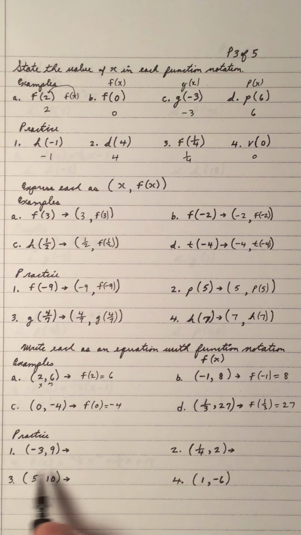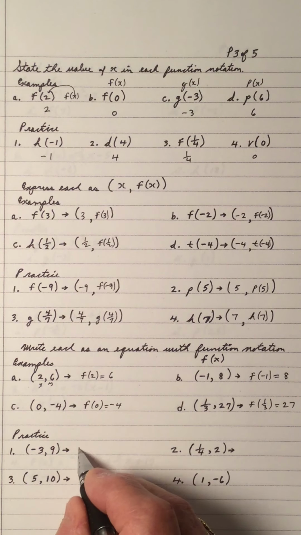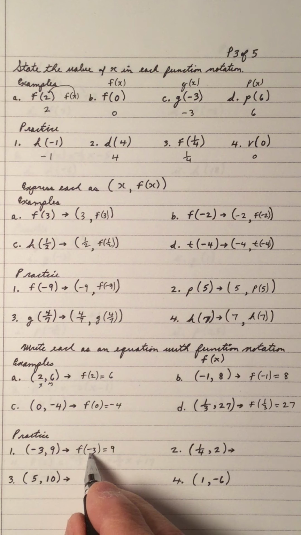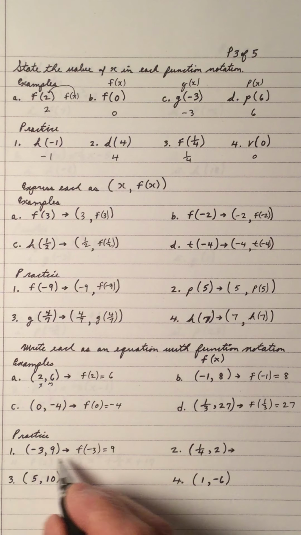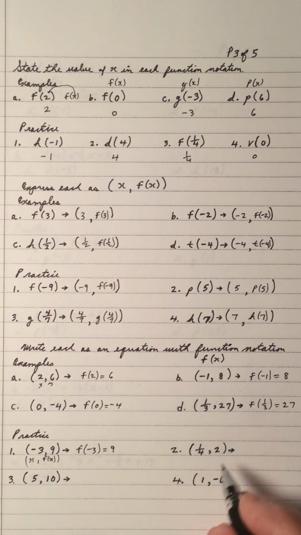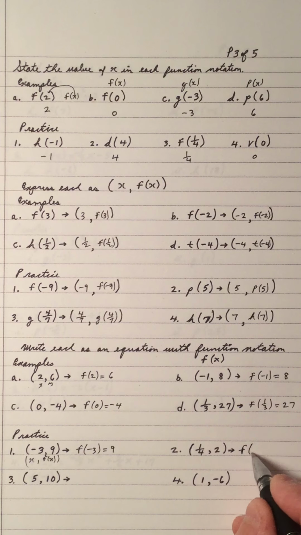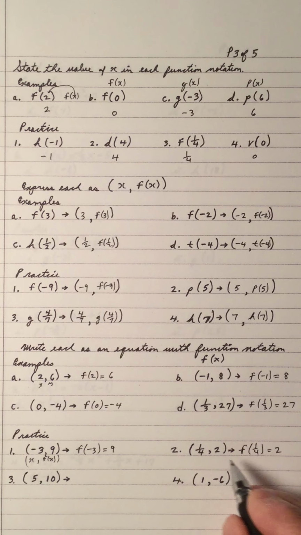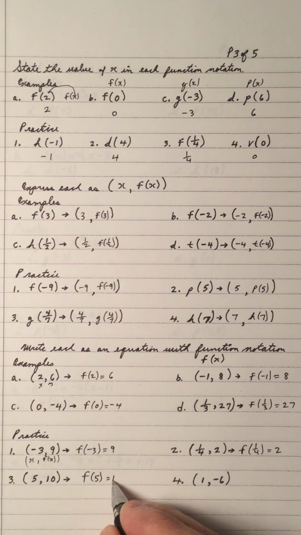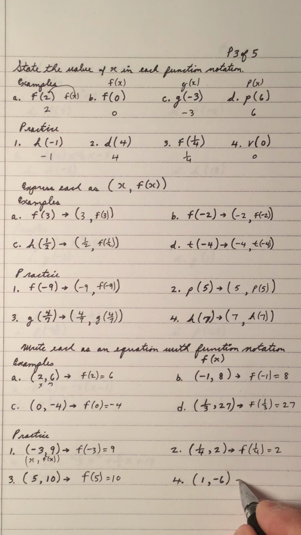Practice means pause your video and see if you can work these out. So the f of negative 3 is your y value of 9. So x is negative 3, y is 9, because that's x, f of x. And the f of x, which is 1/4, is the y value, because the f of 1/4 is your y. And the f of x, which is the f of 5, is equal to 10. And the f of 1, which is your x, is equal to your y value, negative 6.